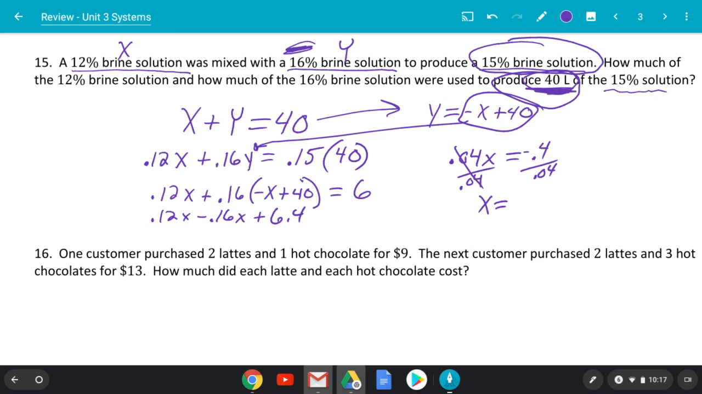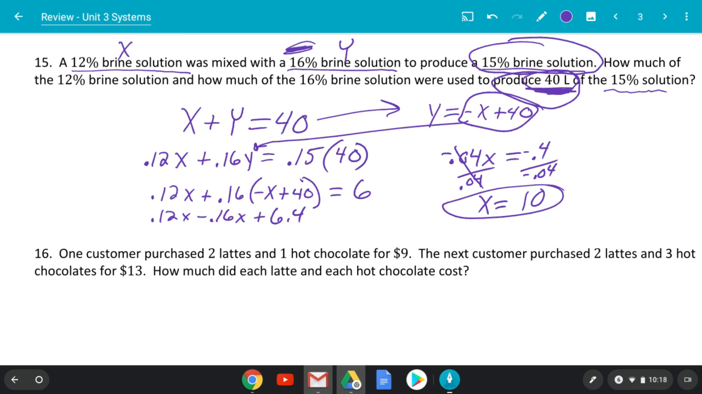X equals, sorry, that's a negative. Divide by negative. What is that, 100? 0.4 divided by 0.04. They're both negative, so it's going to be positive. It's okay. Just 0.4 divided by 0.04. I believe that's 100. Well, it's 10. So x equals 10.